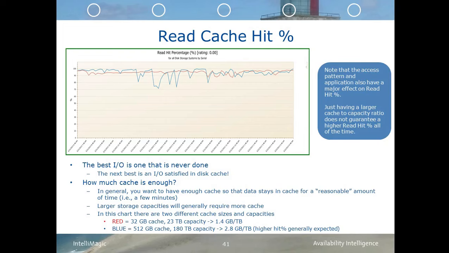Although caches have become much larger over time, you still want to know how much cache is enough. In general, larger storage capacities call for larger caches. For a given workload, a higher cache-to-capacity ratio will produce a higher hit ratio. However, when comparing different workloads, the locality of reference also has some bearing on this. The chart shown here is a comparison of read-hit percentage for two storage systems with different cache-to-capacity ratios. You can see that the higher cache-to-capacity ratio does not always guarantee that you will have the better read hit percentage.